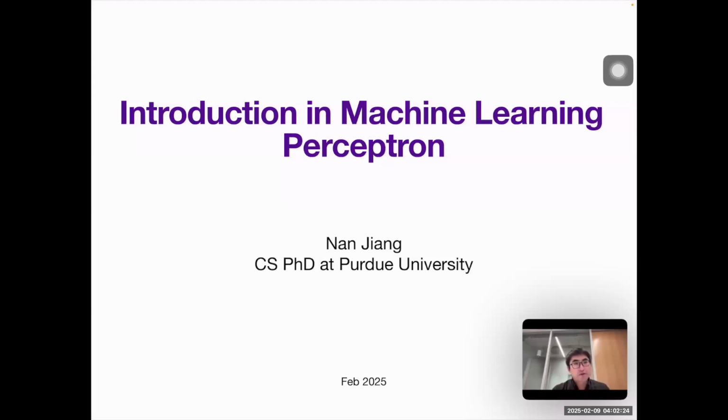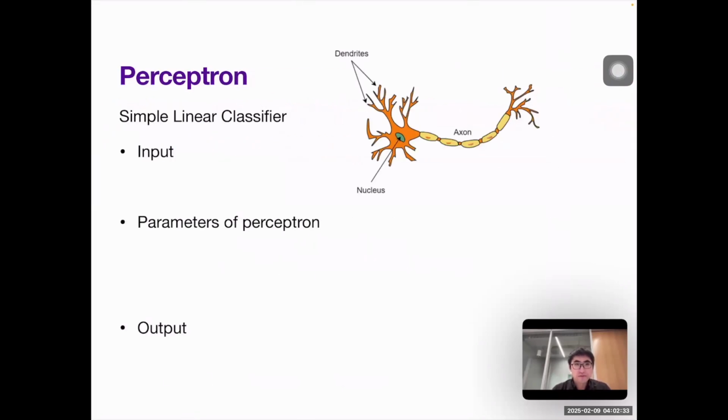I'm from Purdue University. Today, I'm going to teach a course, Introduction to Machine Learning. The topic of today's course is the perceptron algorithm. The perceptron model was invented at the early stage of machine learning. It was invented by biologists who got inspiration from a real neuron.